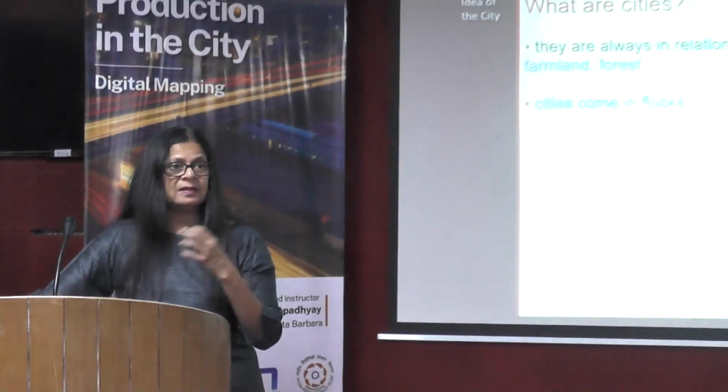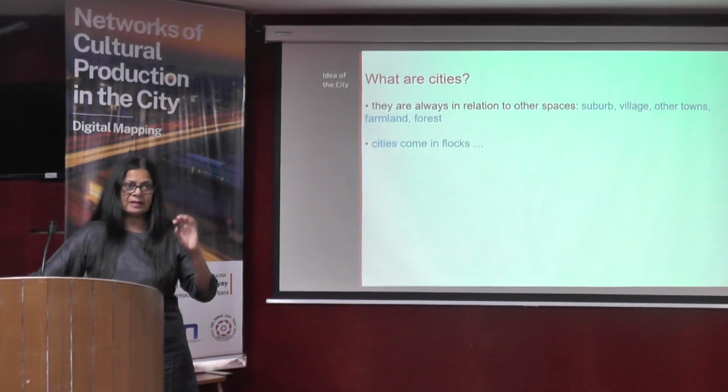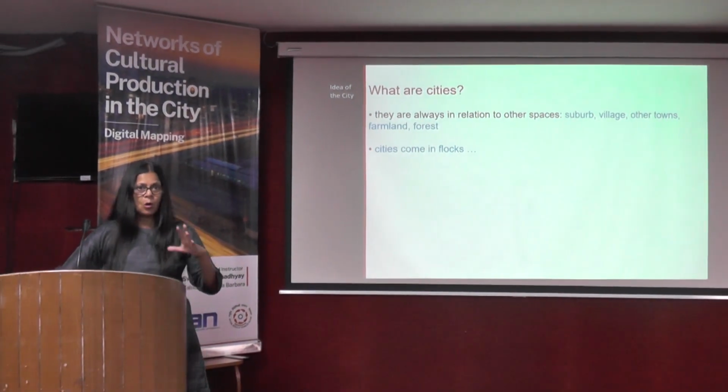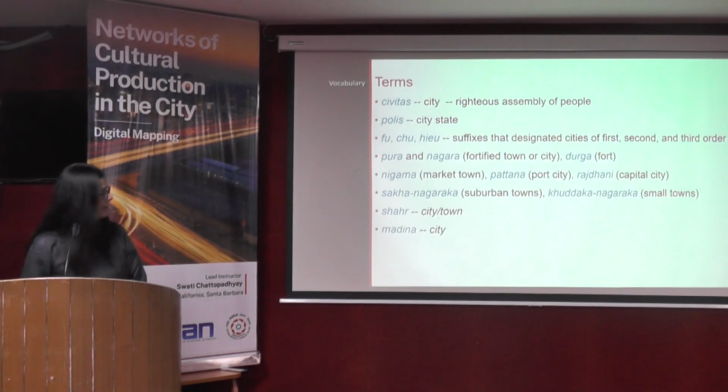So there are designations of what is a town, what is a city, what's a metropolis, what's a metropolitan area. So we have some understanding of that. But one of the important things to recognize is that no matter what it is and what the size of it is, and this is axiomatic, cities come in flocks. Cities never exist by themselves. They're always in relation to other spaces and likely other cities.